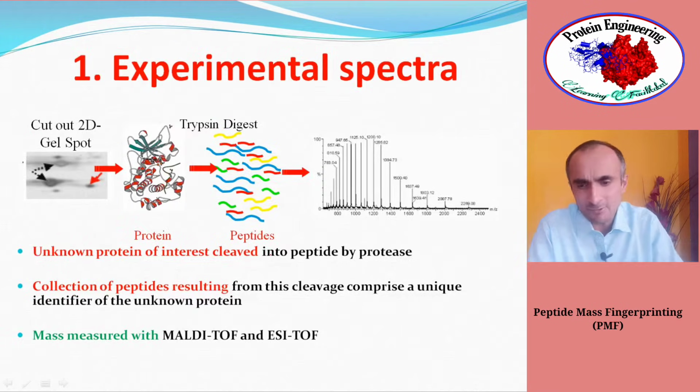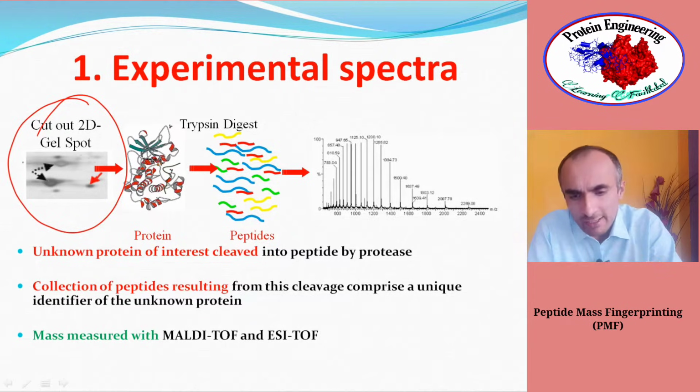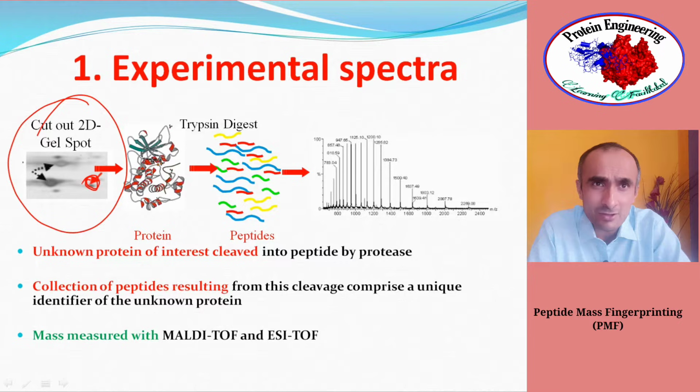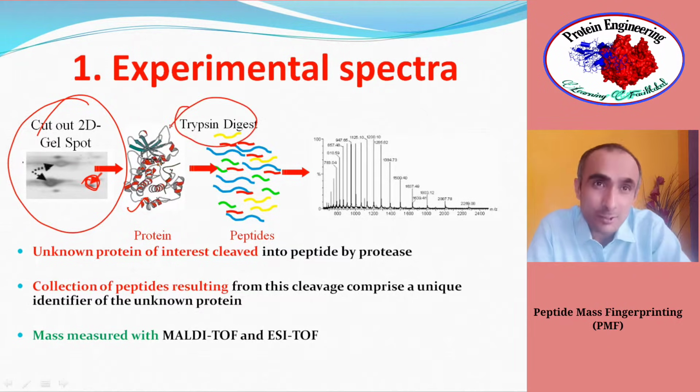So in the first step, for example, we have a two-dimensional gel electrophoresis, 2D gel, and one protein we are interested in identifying. So this protein spot from the 2D gel can be excised. After excision there will be a single protein in one spot. We are assuming that. So in-gel digestion is performed. The protein is digested with, say for example, trypsin. Trypsin is a very commonly used protease which hydrolyzes peptide bonds at the C-terminal of lysine and arginine in peptides and proteins.